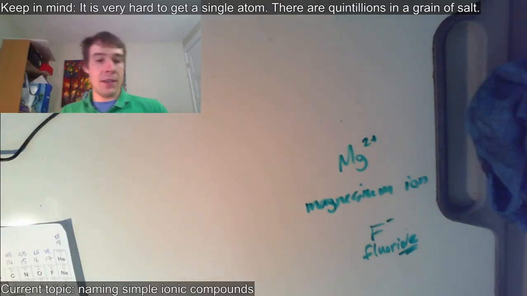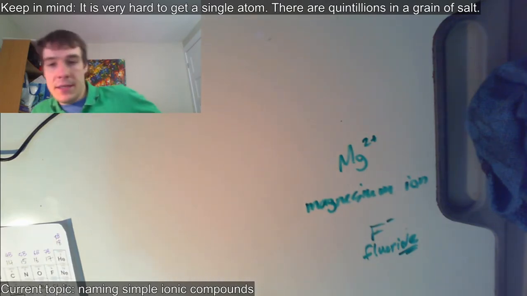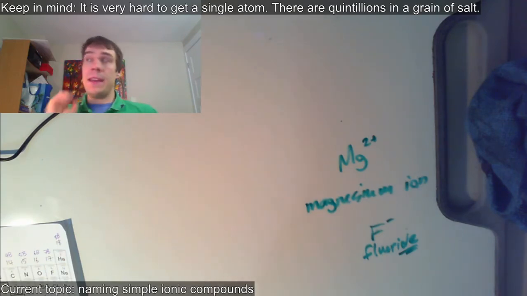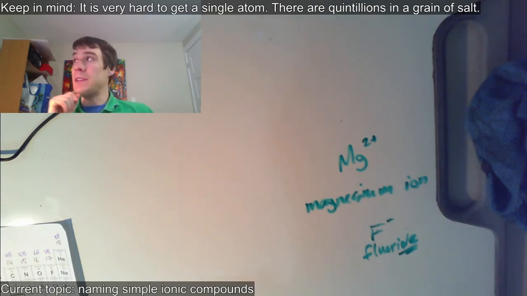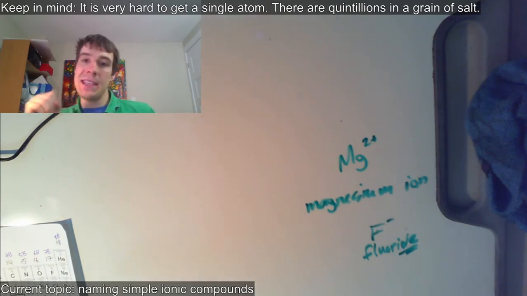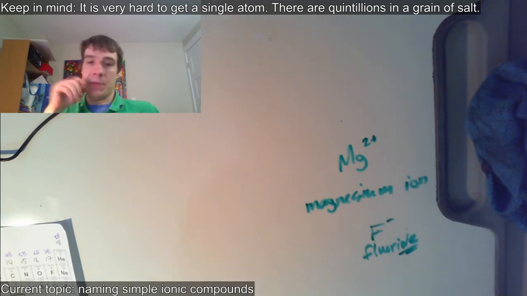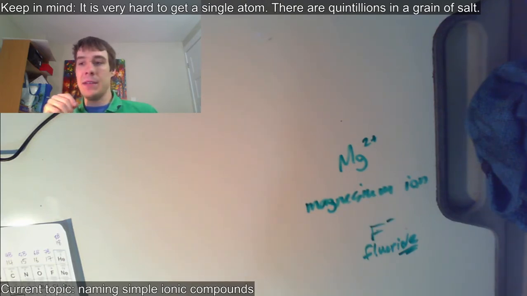Okay, so the next section here is naming simple ionic compounds. And the thing to keep in mind is very, very handy. It's extremely difficult to get a single atom of something. There are, for example, quintillions of atoms in a grain of salt. That is a 1 with 18 zeros after it. And what if I chop up that grain of salt really small? Well, even if you cut it in half, now you have half of a quintillion. That's a 5 with 17 zeros after it.